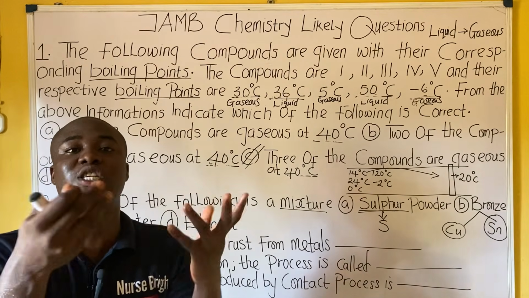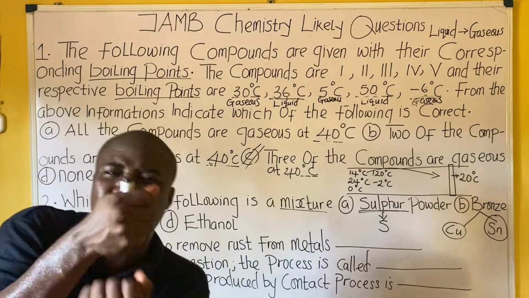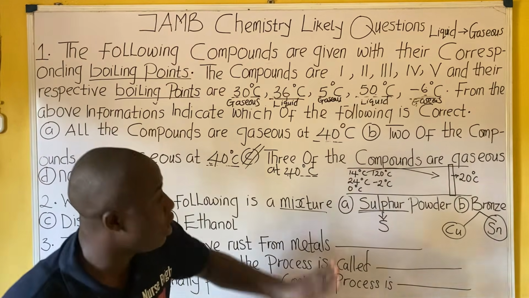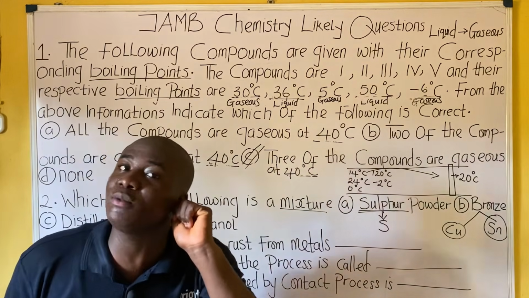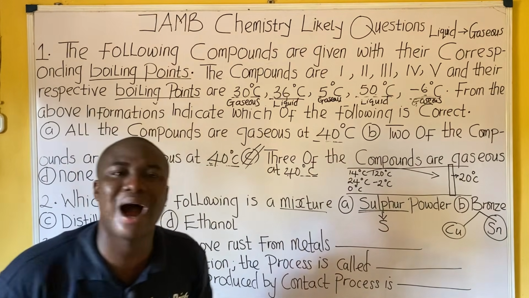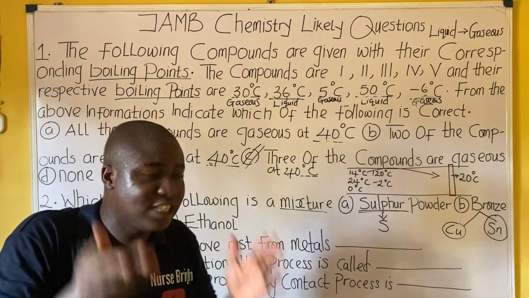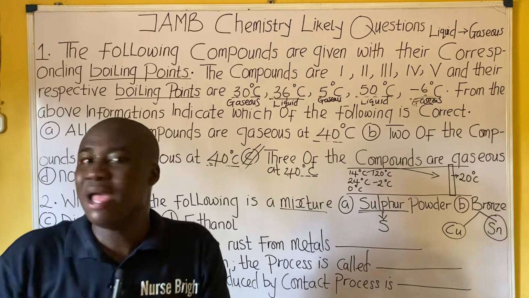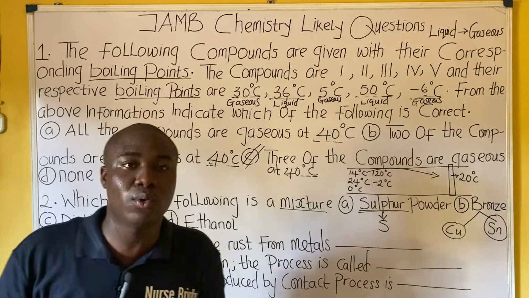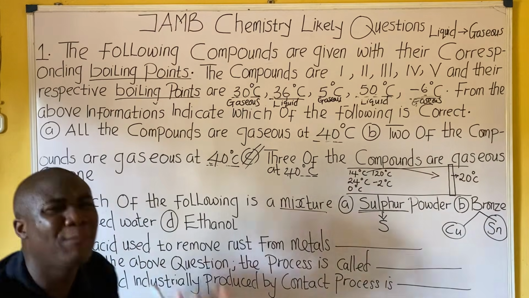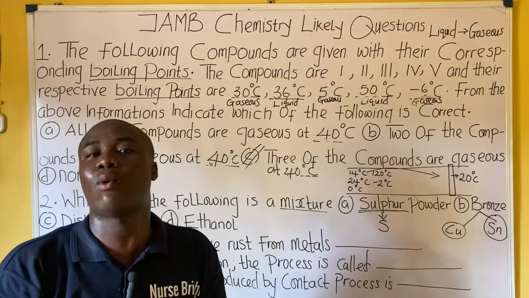Compounds are formed by the combination of elements, and these elements are combined chemically. Listen very well. Bronze is a mixture, it's something you should know. This sulfur powder is an element because it's literally sulfur. They just changed it to sulfur powder. These ones are compounds. Water, you should know that water is a compound.